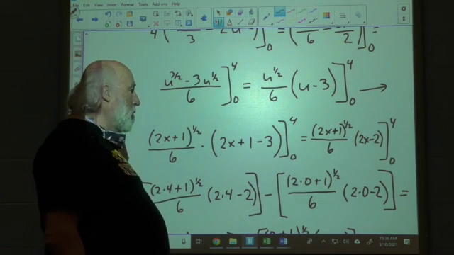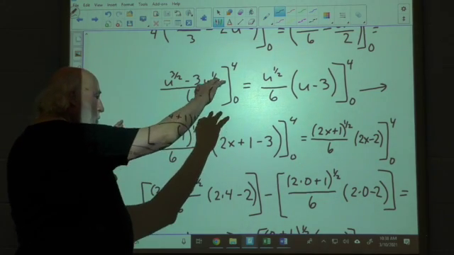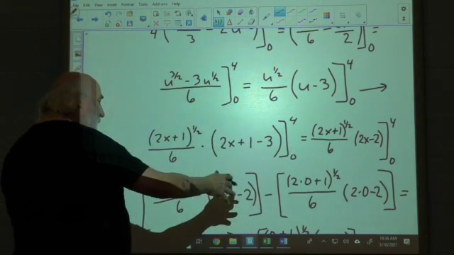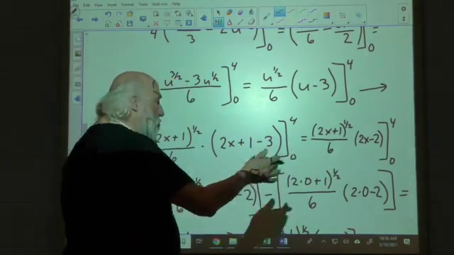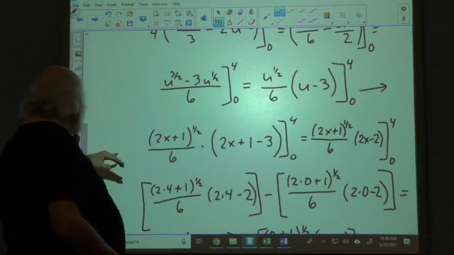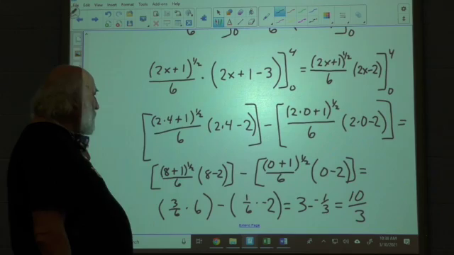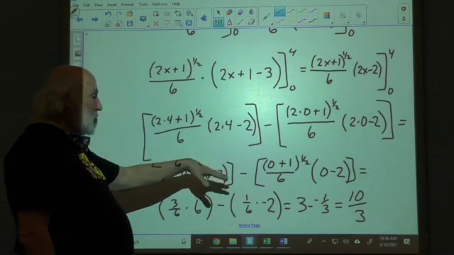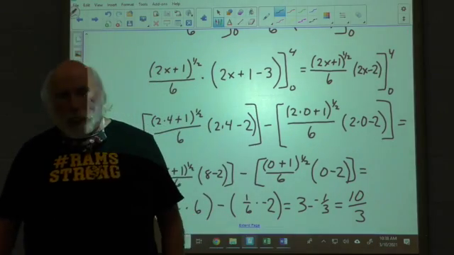So now I can start plugging in numbers. I'm going to take 4 for x for the entirety, minus 0 for x for the entirety, and subtract the 2, since those are the 2 endpoints. And this is just basic arithmetic at this point. You can follow along on your script there, but we should end up with 10/3 for an answer.